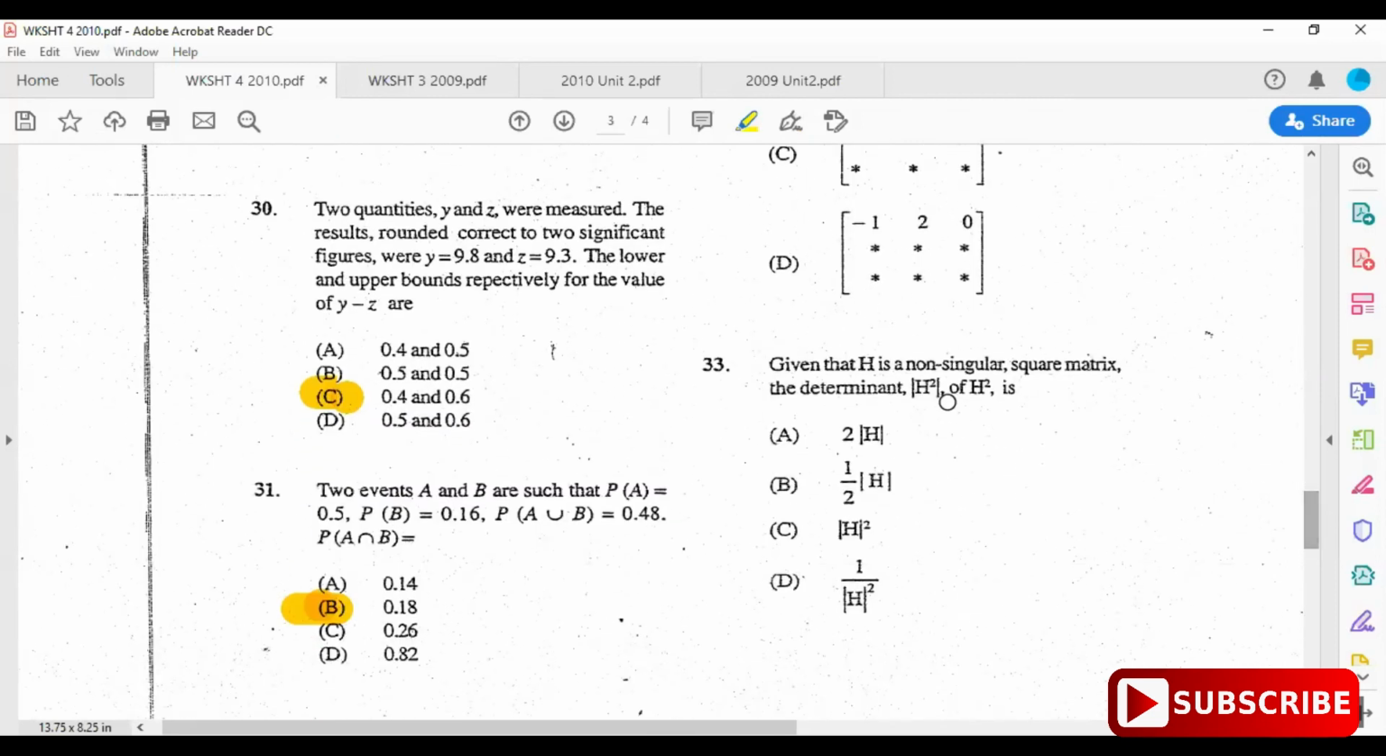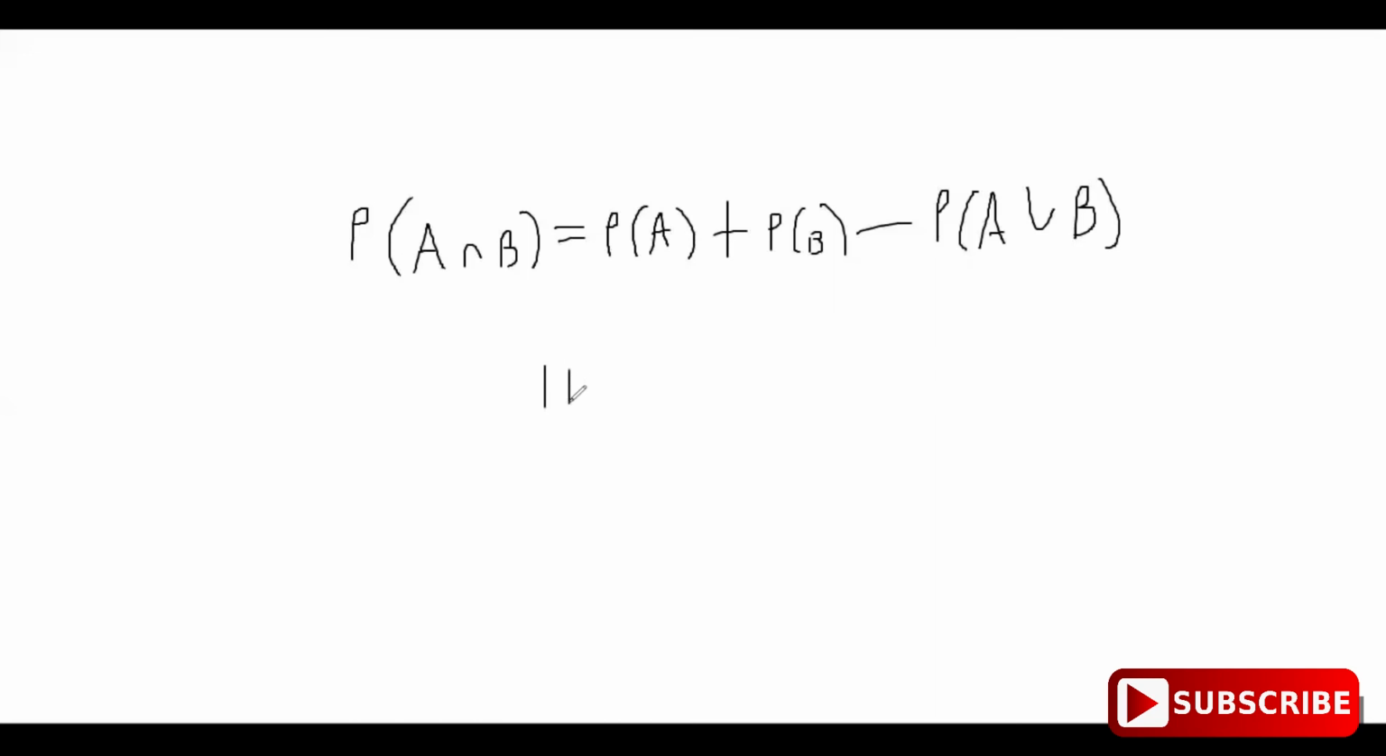All right. Now this question is very easy. Determinant of H squared. You don't even need to work it out. This is a rule of modulus anyway. The modulus of H squared is always going to be equal to the modulus of H all squared. That's a rule of modulus from Unit 1. And so the determinant of a matrix squared is just the determinant of the matrix, and then you square it.